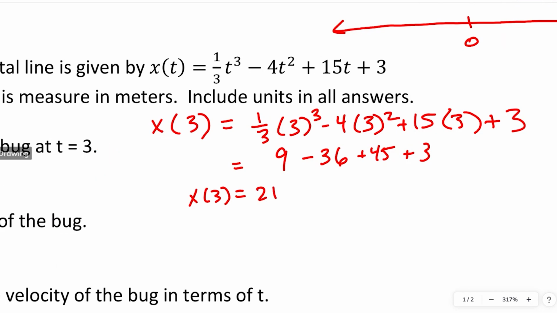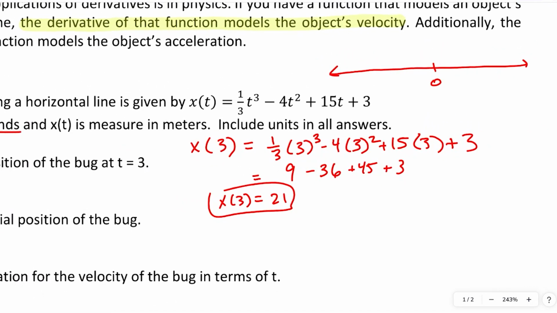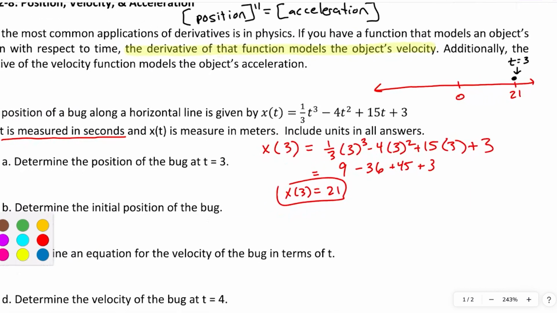So if we're trying to map where this bug is, at 3 seconds, he's 21 meters in the positive direction. So he's out over here somewhere at t equals 3. That horizontal line that I drew is representing his actual position. It's hard to graphically depict time on there, with a still image that's a little difficult, so I'll just label it. Any questions about that one? Should make a bit of sense there.